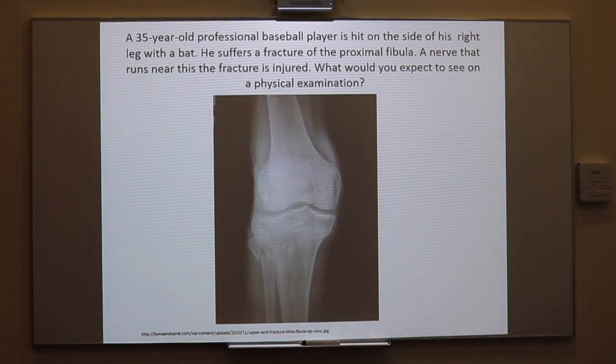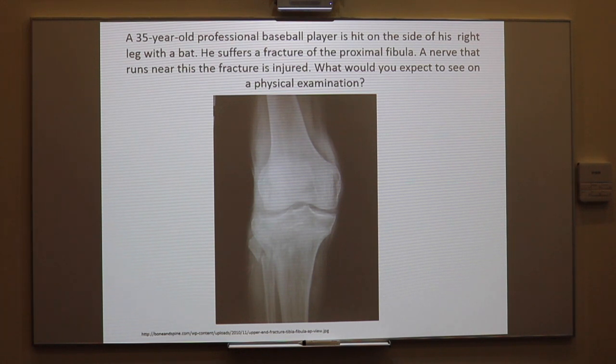Okay, can somebody read this question for me? Somebody at the back, yes. You. A 35-year-old professional baseball player is hit on the side of his right leg with a bat. He suffers a fracture of the proximal fibula, a nerve that runs near the fracture is injured. What would you expect to see on a physical examination?